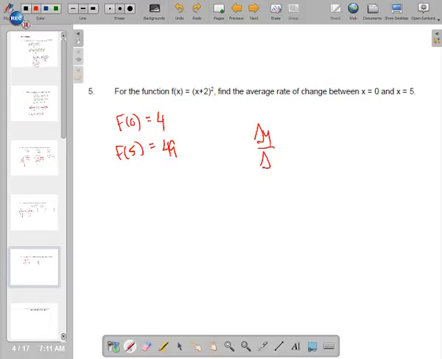I'm doing change in y over change in x. So the change in y is 49 minus 4, and the change in x is 5 minus 0. So this is 45 over 5. The average rate of change is 9.